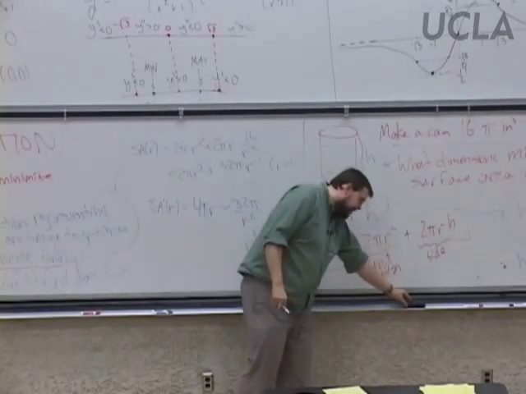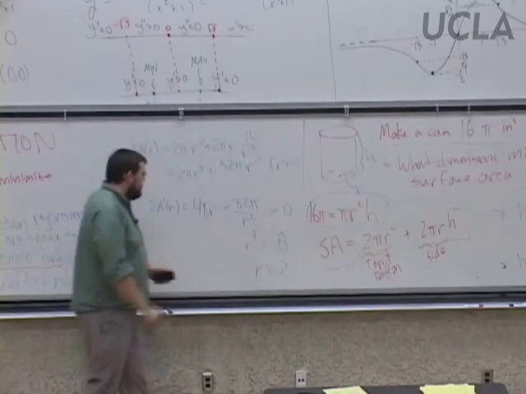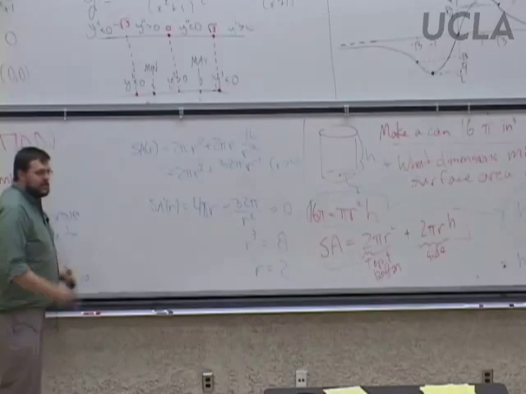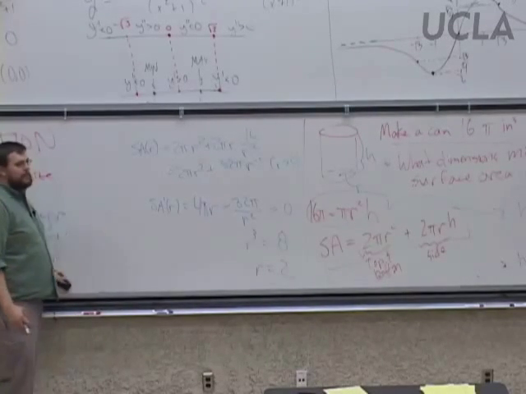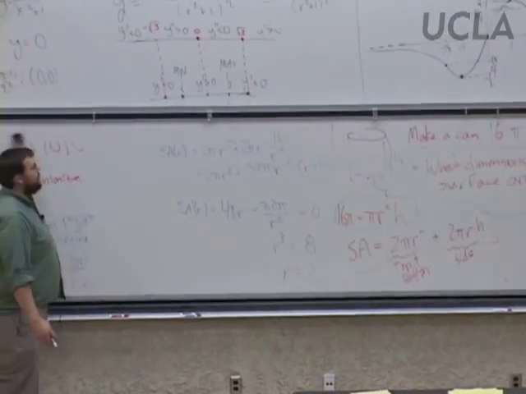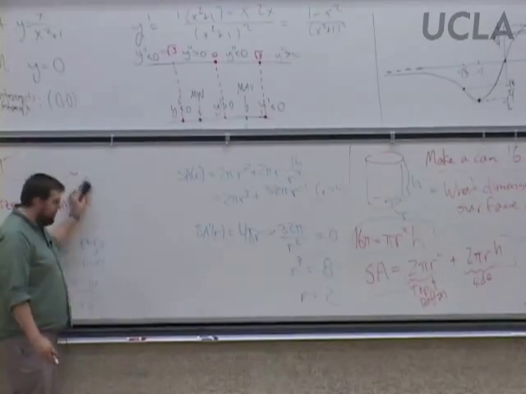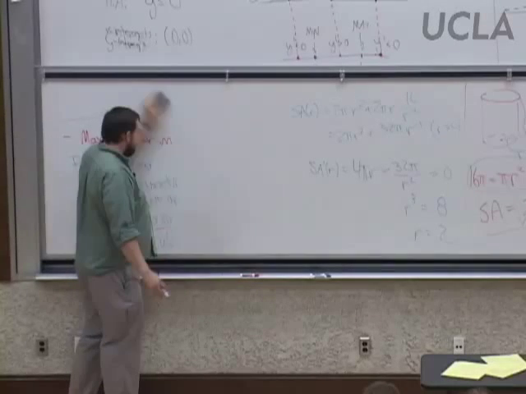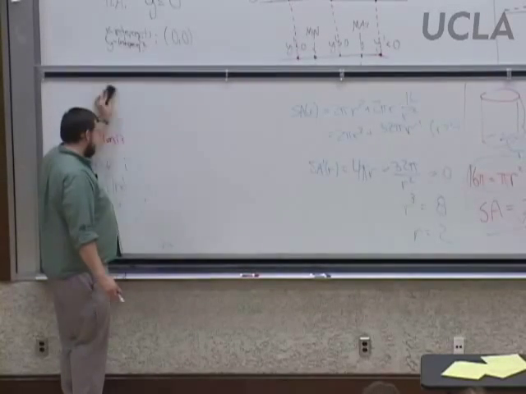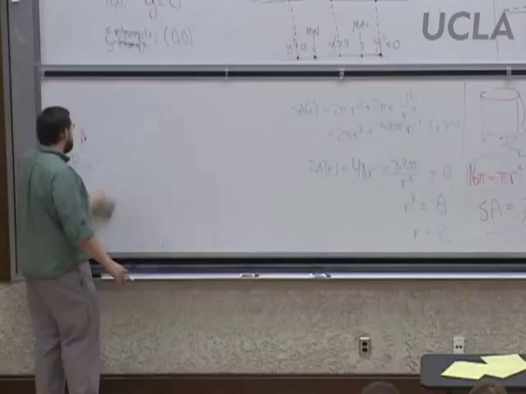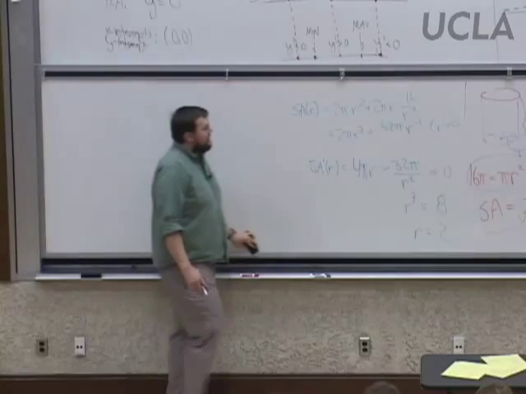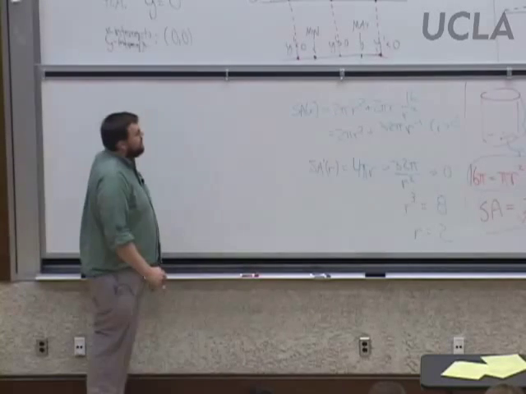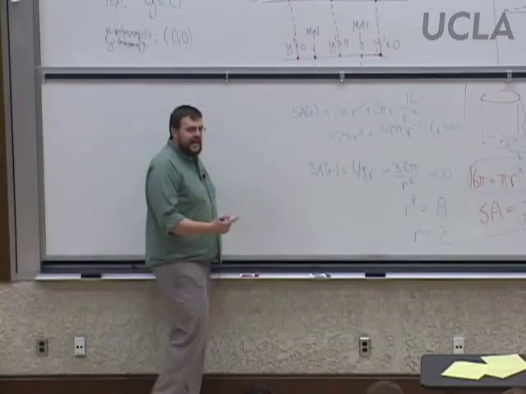But to be rigorous, what should we really do? We should check if it's actually a min. Maybe we did something incredibly stupid and found the worst possible can you could possibly make. And we're just going to go bankrupt because we make this really lousy can, and everybody's laughing at us. They found the max when they were looking for the min. Okay, so how do we check if it's actually the min?